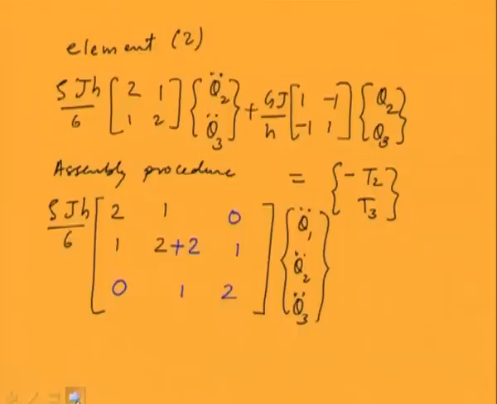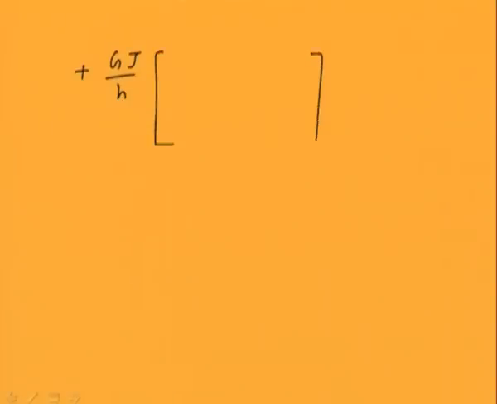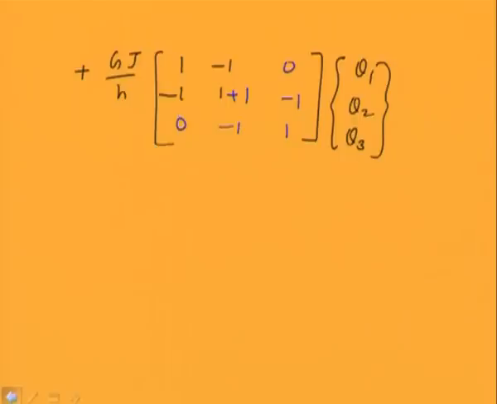Similarly, we can assemble the stiffness matrix like this: theta 1, theta 2, theta 3, and the contribution from the first element will be this, and the second element will have its contribution here. The rest of the terms are 0. For the force vector we have minus T1, and T2 is coming from the second element.